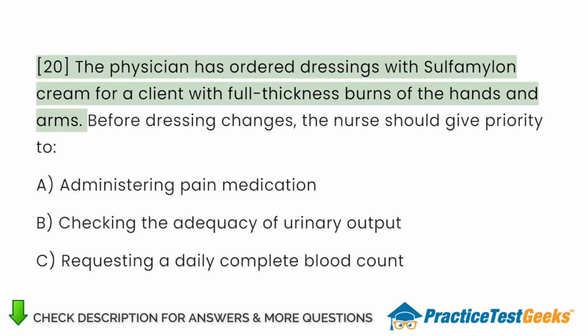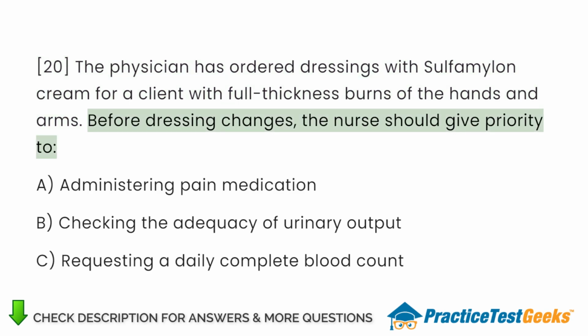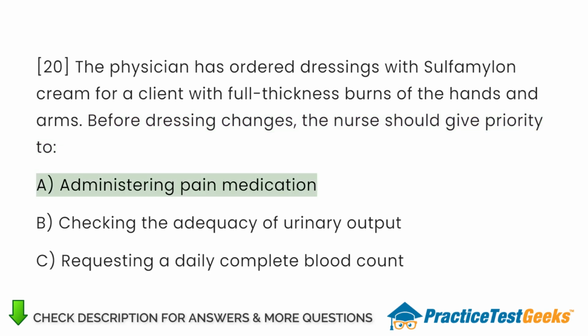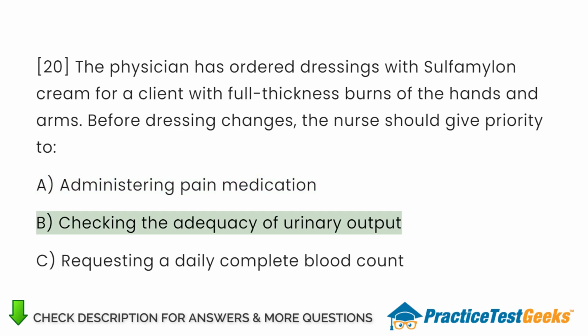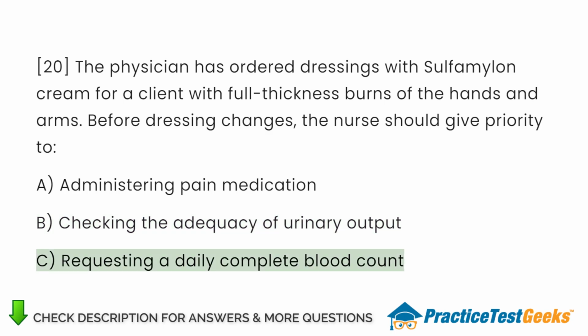The physician has ordered dressings with silver sulfadiazine cream for a client with full-thickness burns of the hands and arms. Before dressing changes, the nurse should give priority to A. Administering pain medication. B. Checking the adequacy of urinary output. C. Requesting a daily complete blood count.